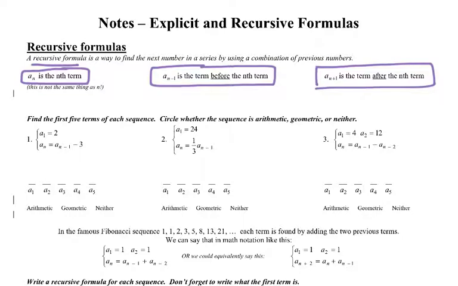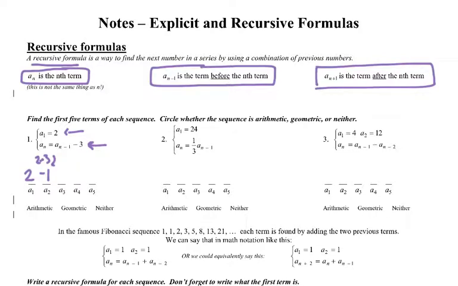So what is this telling you in number 1? If a sub 1 equals 2, it's telling you the first term is 2. Here's the real secret code. A sub n equals a sub n minus 1 minus 3. So that's saying to get to the next term, you take the previous term and subtract 3. So 2 minus 3 is negative 1. I'm getting that from 2 minus 3.